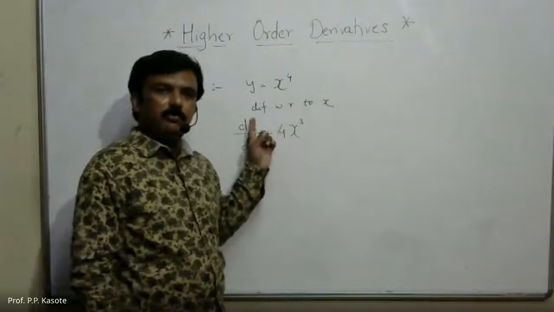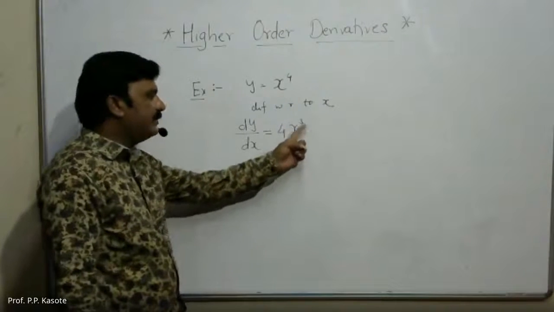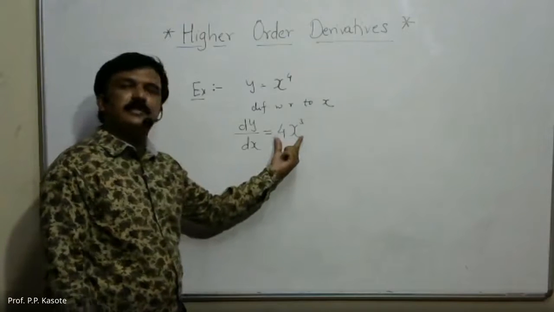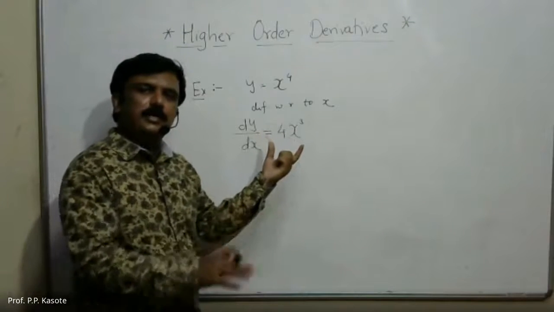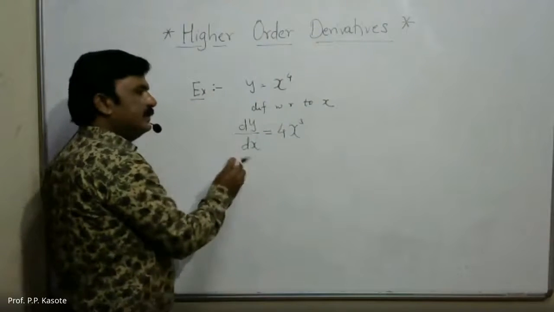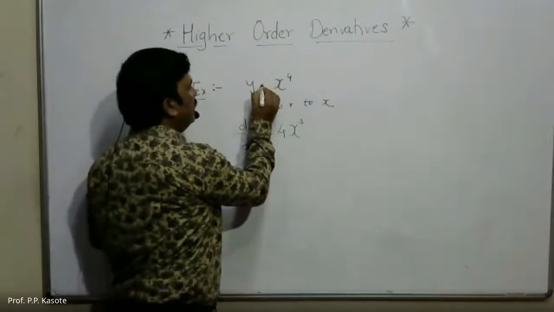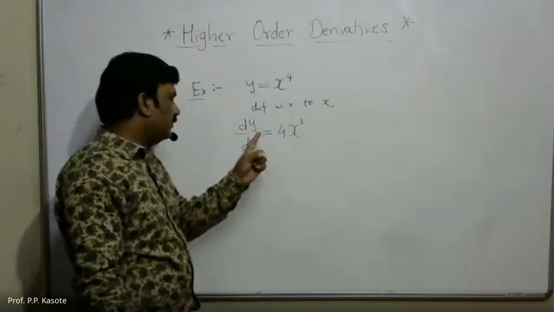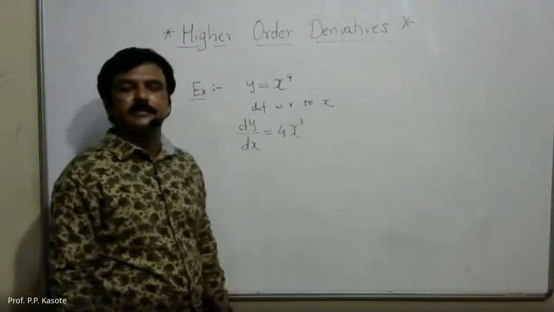Is it right? The derivative of the given function y we have written as 4x cube. Now, what can we say about 4x cube? Is it a function? Yes. Is it differentiable? Yes. Can we differentiate it again? The answer is yes. This derivative is called the first order derivative, as we have derived the derivative of this power function once, and we write it as dy upon dx.